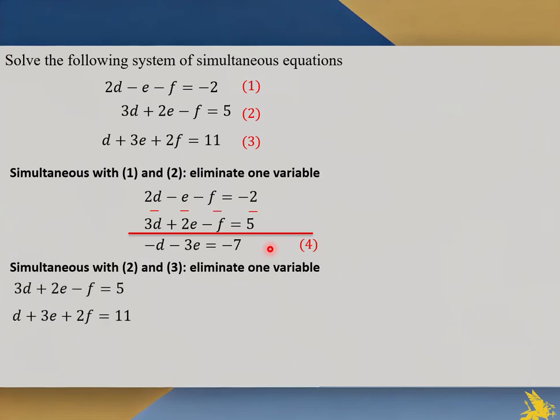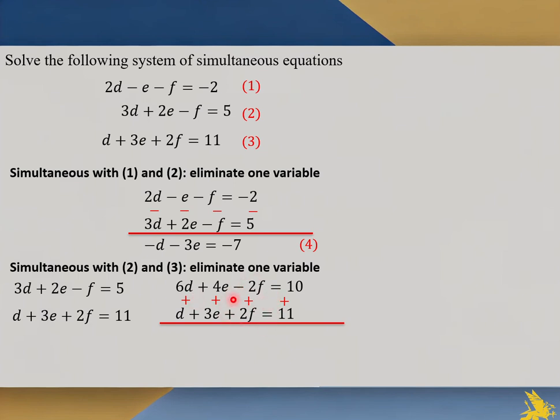So here we've got 3d plus 2e minus f is equal to 5. And we've got d plus 3e plus 2f is equal to 11. I'm going to eliminate the same variable. I'm going to eliminate f. So before I can eliminate f using elimination, the f's are not the same. So I'm going to double my first equation, so times every term by 2. If I do that, I can then cancel because they're the same.